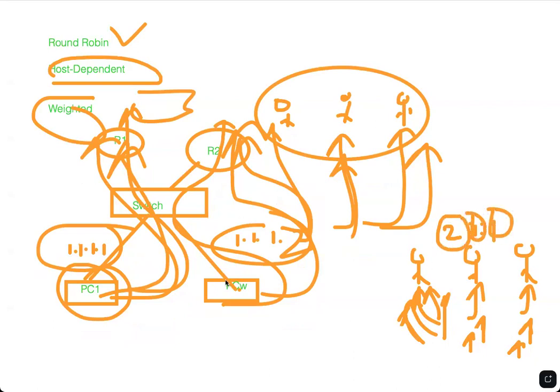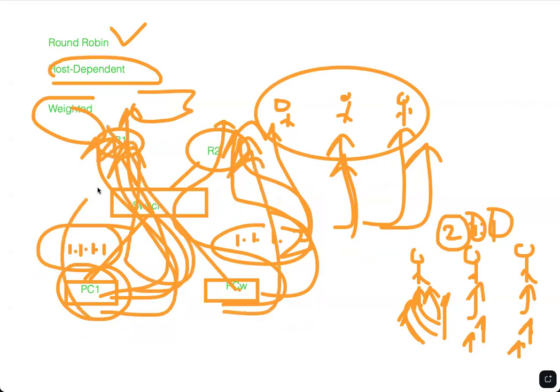Similarly, you are sending 2 packets to this router, 1 packet to this router. Again, 2 packets to this router, 1 packet to this router. So you are sharing the load as per the weight, not per packet load balancing. With different weights, we forward the traffic to the routers depending on their capability.